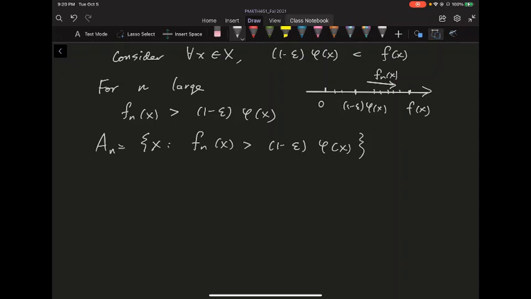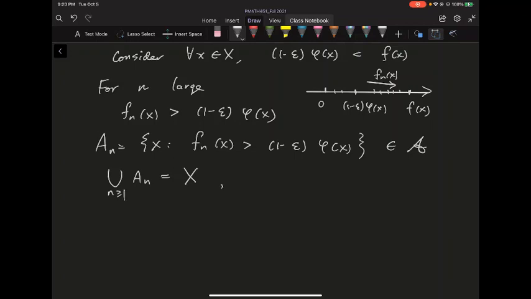And because phi is a simple function, it only takes finite values, and these fn of x are measurable. You can convince yourself that this An, first of all, is measurable. And because for n large enough, these fn will always be greater than (1 minus epsilon) phi of x, the union of these An is going to be the entire X. So every x in X is eventually in one of these An.